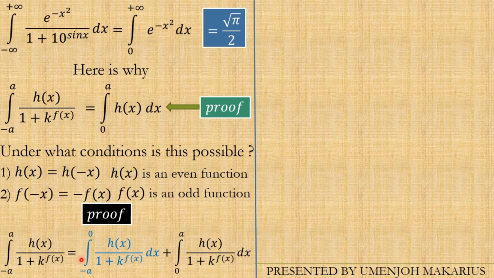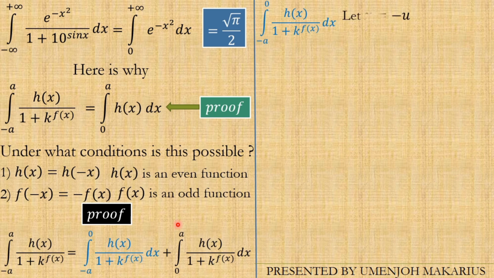All right friends, let's look at the integral in blue here. Our aim is to make the limits of this integral the same as this one, since here we only have from 0 to a, we don't have a negative a somewhere. So in this case, to achieve this, we are going to do some substitution.